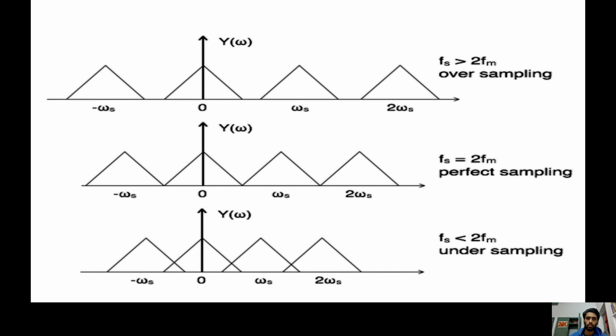Now there are three various modes in which sampling can be done. This is an example of oversampling, in which you can see that the output wave is not continuous. There are certain gaps in between the output signal. And this is perfect sampling, in which fs, the sampling frequency, is equal to twice the maximum frequency of the input signal, and you can see that there is no gap in between. And this is undersampling, in which you can see that there is an overlapping.